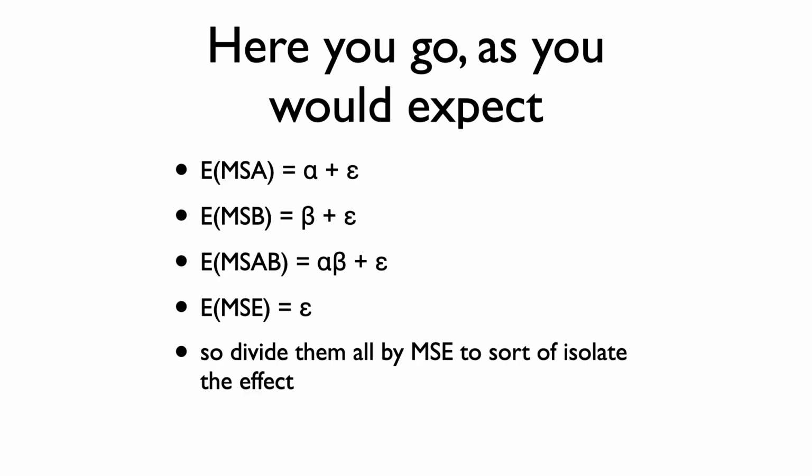As you can see, that isolates the treatment effect we're interested in, because the epsilons cancel. So we are left with alpha, beta, and alpha beta. So we see the size of the effects. Okay? So that's, I think, pretty intuitive, frankly.